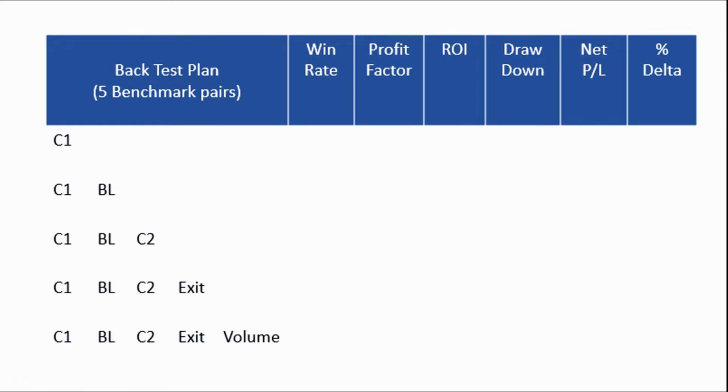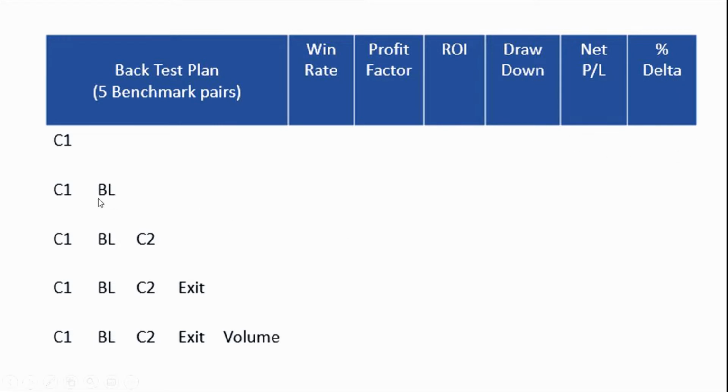What is really important is it doesn't go on this plan until you have tested it out with at least the 5 benchmark pairs that VP talks about. And as I said, it's just a build process. First, you start with your C1. Whatever C1 it is that you have identified, you're going to record your win rate, your profit factor, your ROI, your drawdown, your net profit loss.